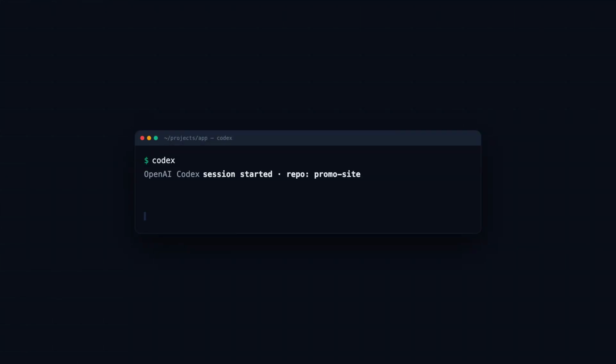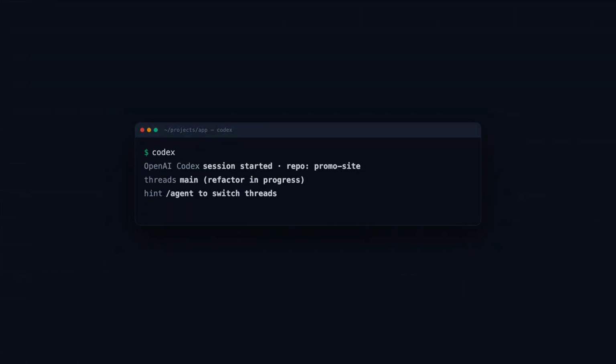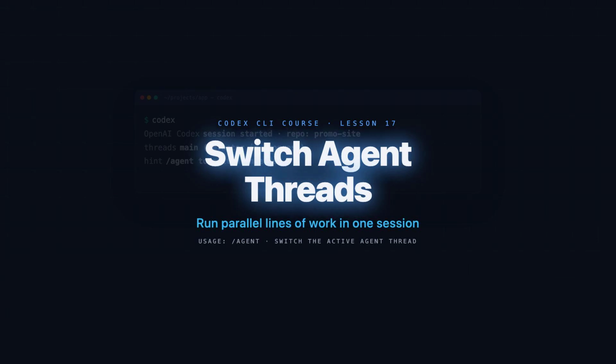Welcome back to the OpenAI Codex CLI course. Sometimes one session isn't really one job, it's 2 or 3 lines of work tangled together. In Lesson 17 we meet the agent command, which lets a single session hold more than one agent thread and switch between them. Let's open the terminal and run more than one line of work at once.